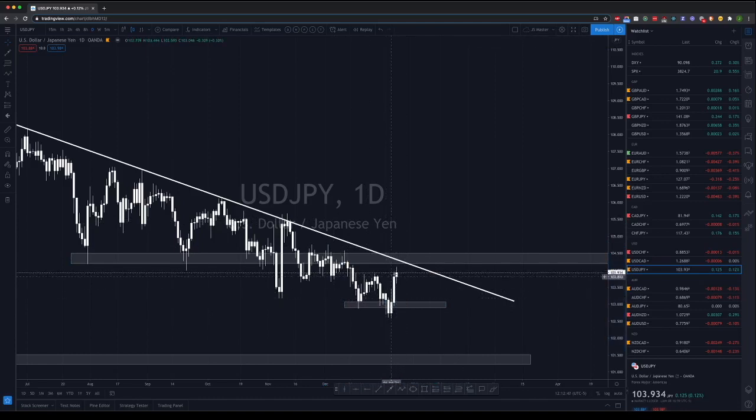Okay, so what I'm looking for from here is a push into this level, some sort of rejection, and then look for further short positions back down to target right around this area. So what that will probably look like will be something like this, right? I'll probably look for some sort of price action like that.